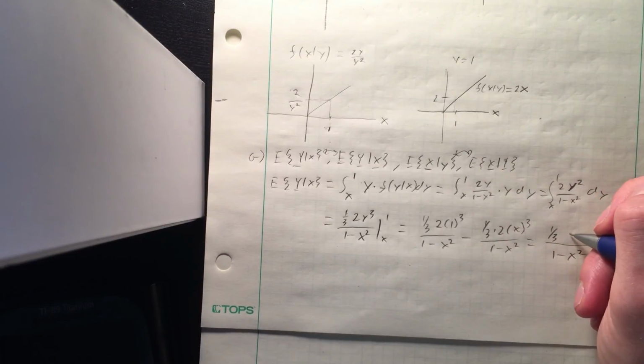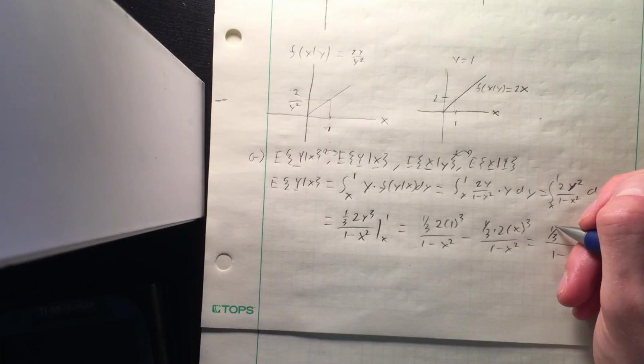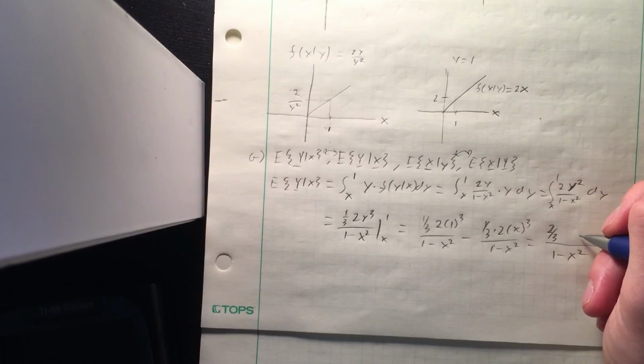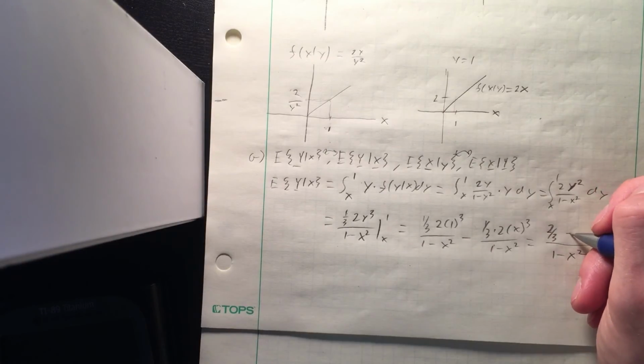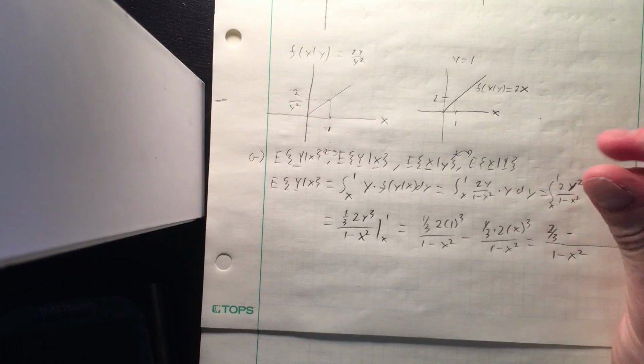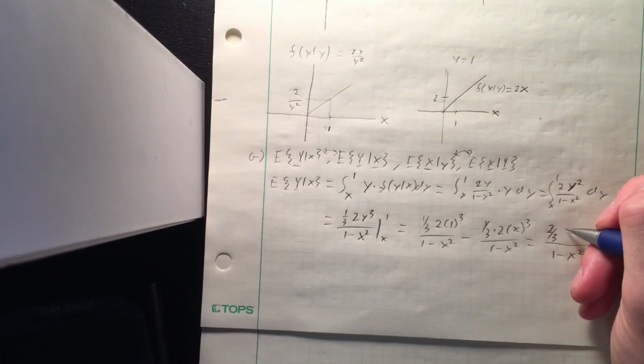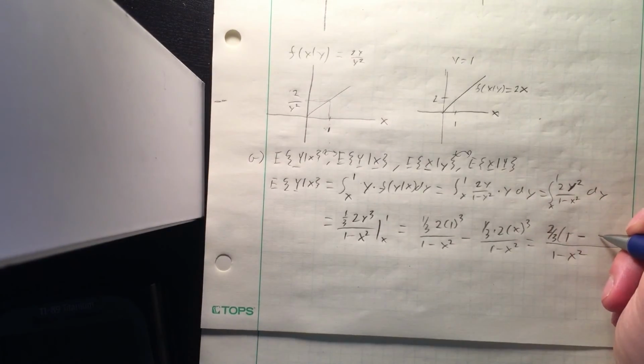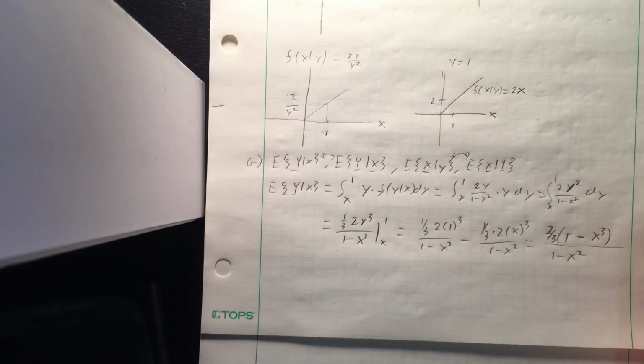1/3, that 2/3 is in both, so 2/3 times 1 minus x cubed.